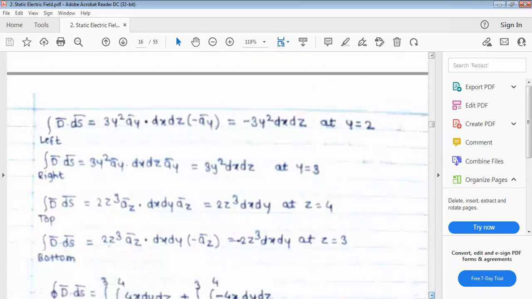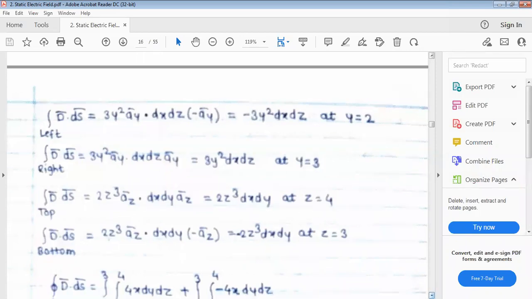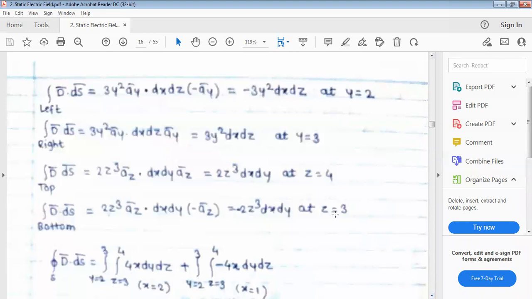Similarly, for the top side, we have seen that the perpendicular vector is z. Therefore, you go in the positive z direction for the top surface. So it is 2z cube dx dy. Here z is the perpendicular vector and z is equal to 4 for the top surface. And for the bottom surface, z is equal to 3, and you are going in the negative z direction. Therefore, it is taken as minus a bar z.